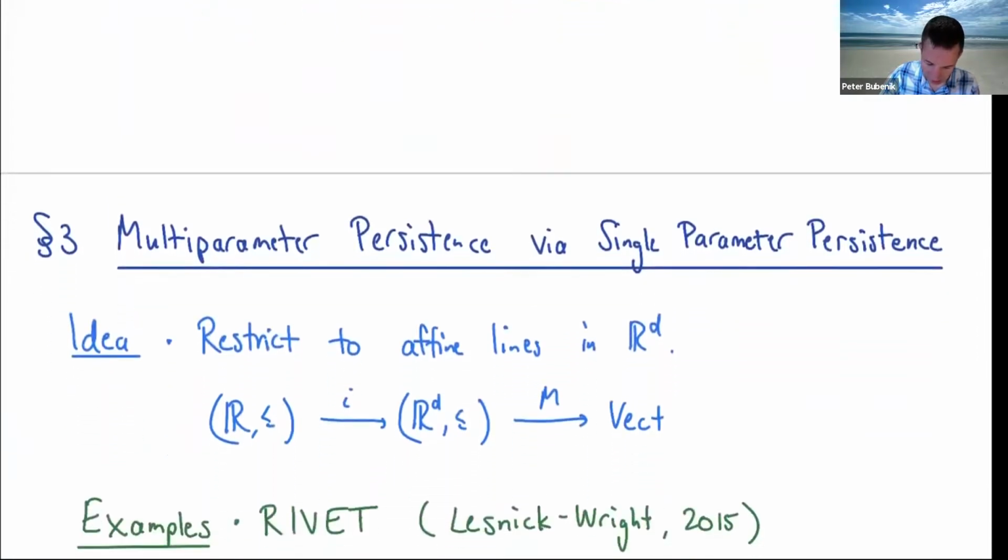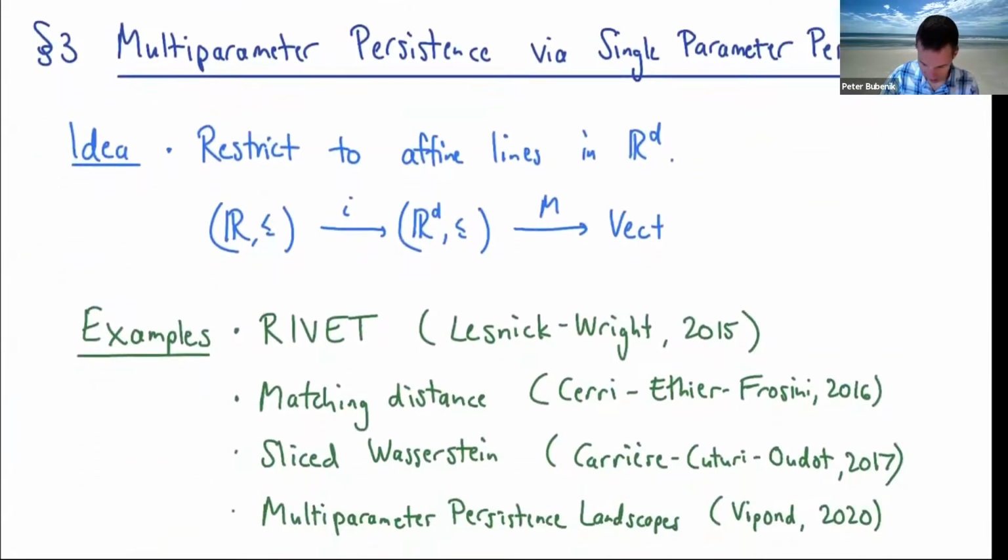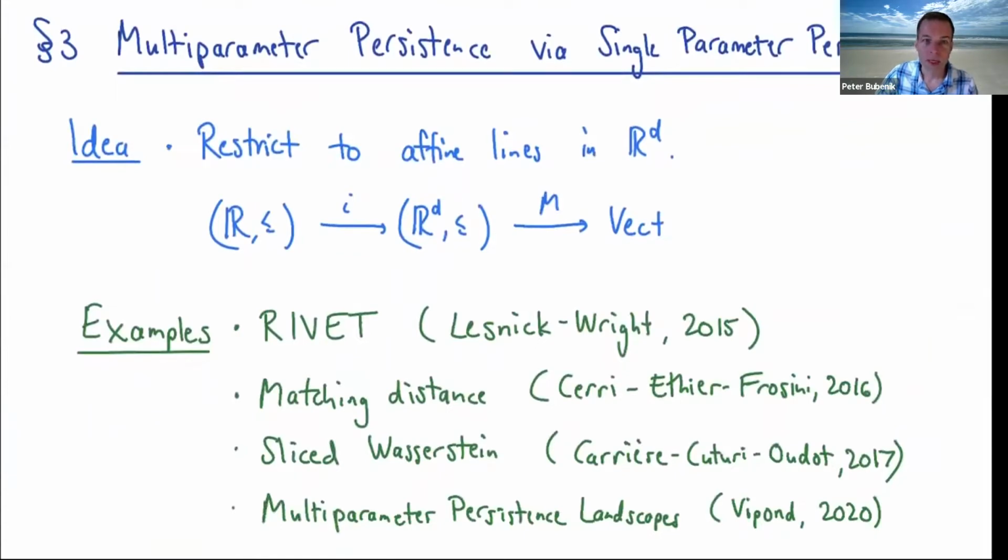Now, so that's all I have to say about the algebraic point of view. I want to say a little bit about the computational point of view. Because of the kind of mathematical difficulties of doing multi-parameter persistence, all of the main computational approaches that I'm aware of depend on one-parameter results. So they kind of reduce the multi-parameter situation to the single parameter situation. And we do that by restricting our multi-parameter persistence modules to certain one-parameter affine lines sitting inside R^d.